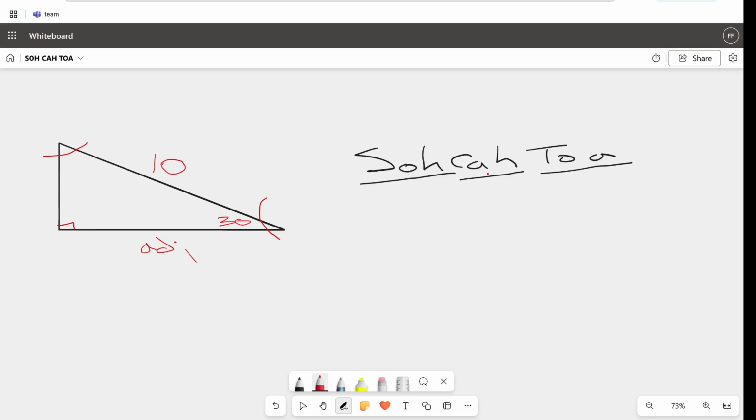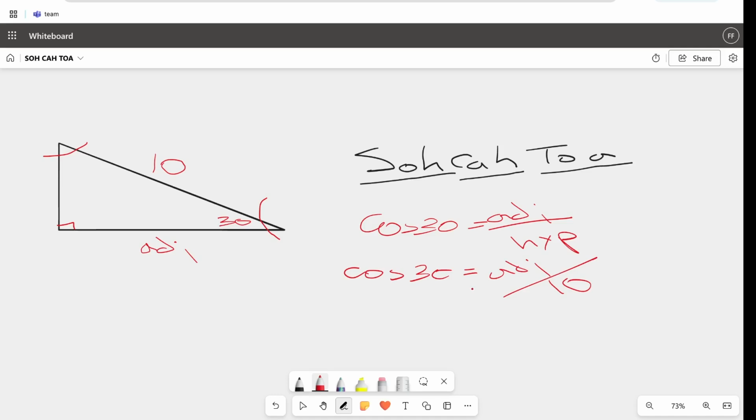And what is the formula for cosine? CAH. It's cosine of the angle, which is 30, is equal to the adjacent side over the hypotenuse. So cosine of 30 is equal to the adjacent side, which is unknown, divided by 10. Once we do this operation, we have adjacent equal to 10 multiplied by cosine 30. You can use your calculator to find cosine 30, multiply by 10, and we find the adjacent side.